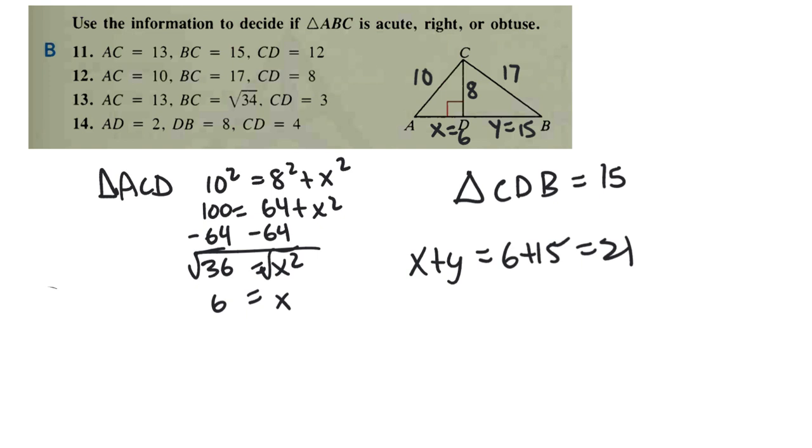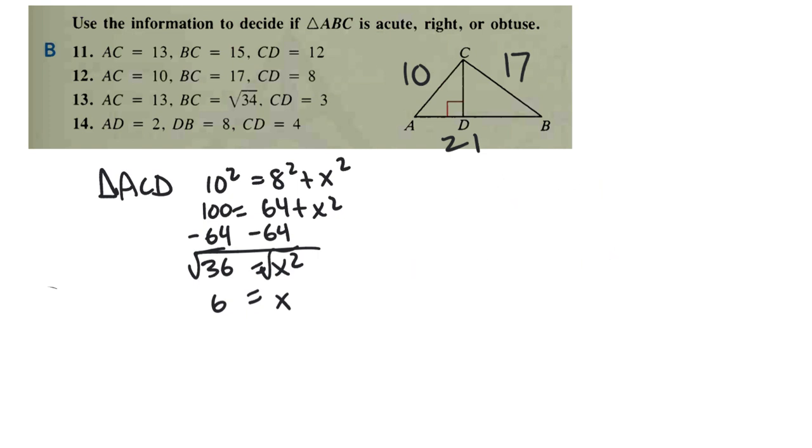So I'm going to erase some stuff here so I can clean this up. First, this is 10, this is 17, and this is 21. And I'm wondering, no, that's not a triple, 10, 17, 21. So I don't recognize that as a Pythagorean triple.